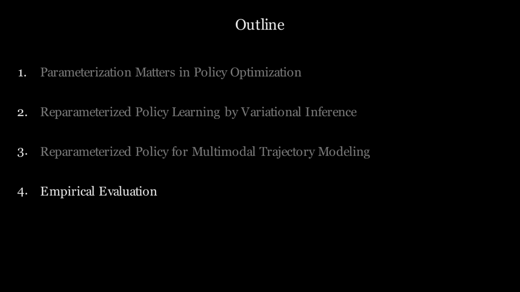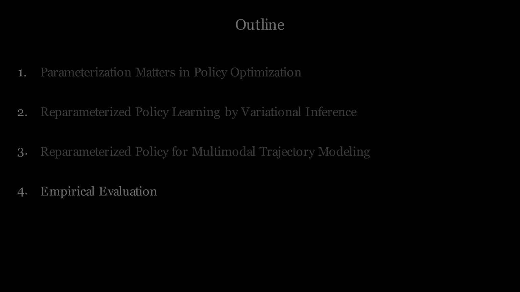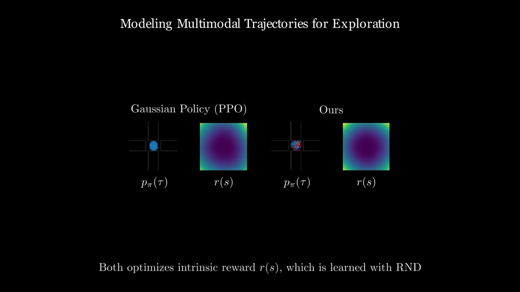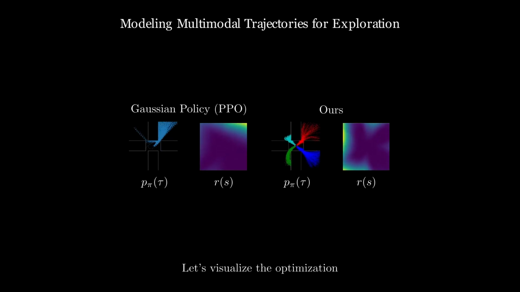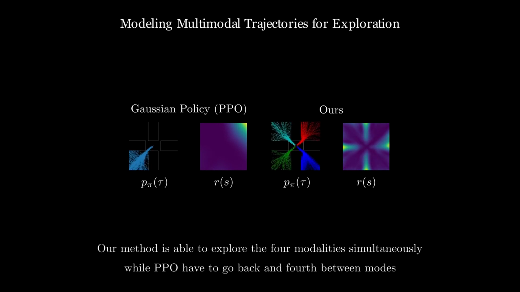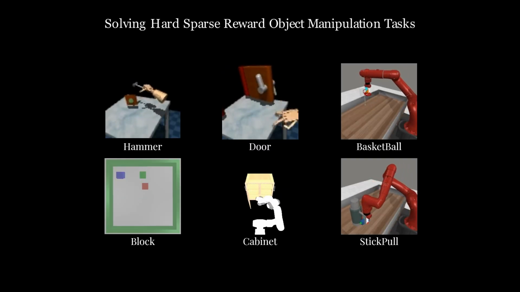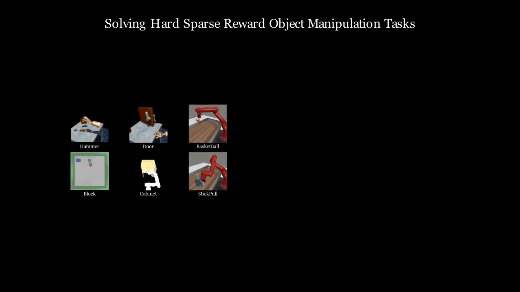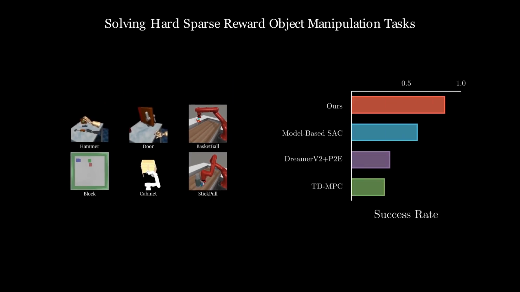Now, let's look at some experiment results when applying our method to sequential decision-making tasks. We compare the exploration behavior by visualizing the trajectory distribution in a 2D maze navigation task, both optimizing only the intrinsic reward learned with random network distillation, or RND. We found our method can explore the four modalities simultaneously, whereas the PPO agent has to go back and forth between the modes. We experimented with 6 sparse reward exploration tasks. The reward evaluates to 1 only upon task completion and evaluates to 0 everywhere else. We found that our method performs consistently even in tasks like stick pull, where all existing methods fail, even with the help of our novel object-centric RND.